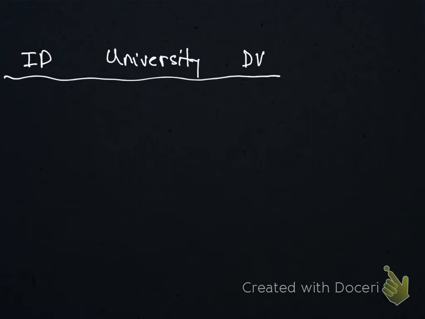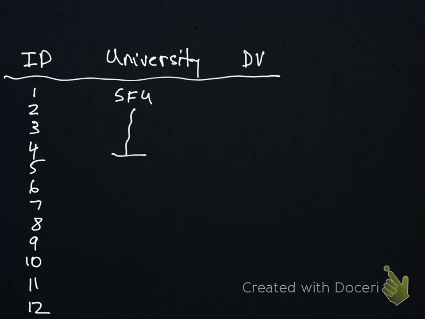So let's pretend in total we have 15 people. So I'll label them here. Well, I'm going to run out of room. So let's just say we have 12 people instead. And of these 12 people, 4 belong to SFU, 4 belong to UBC, and another 4 belong to Capilano University.